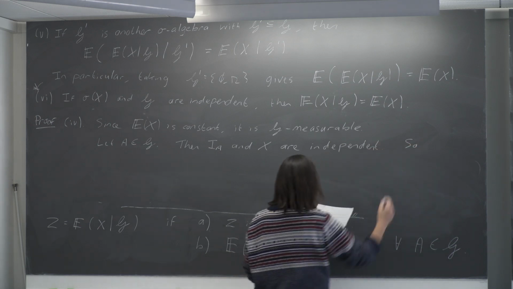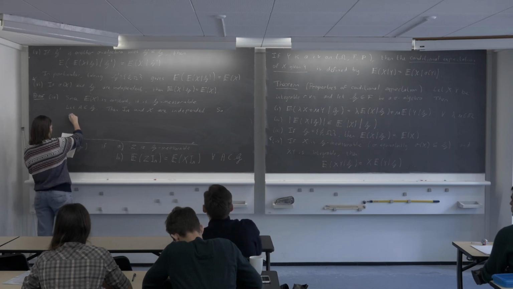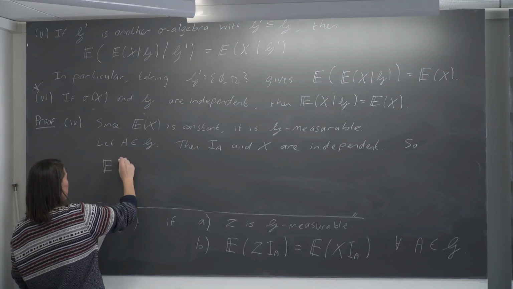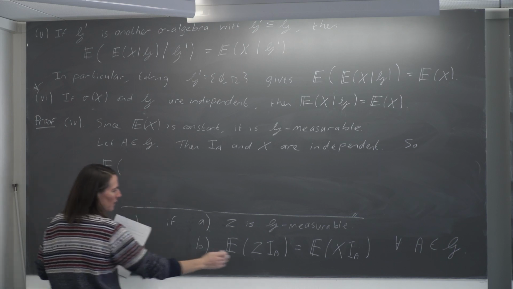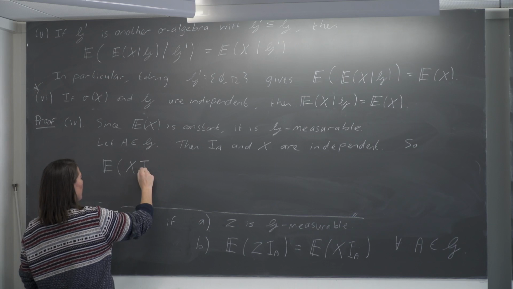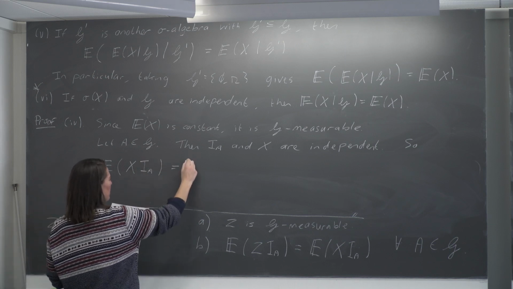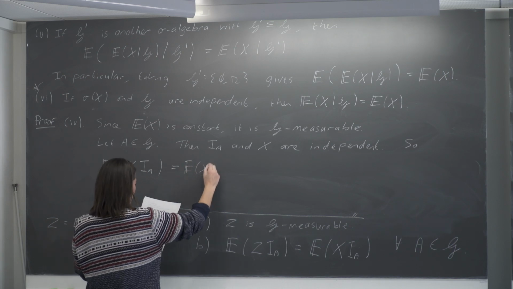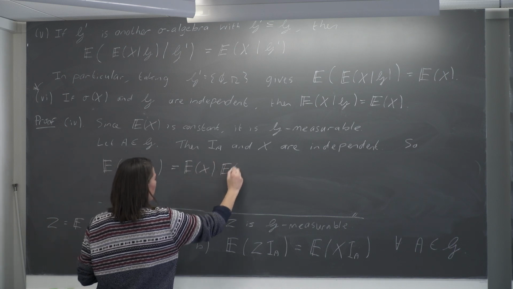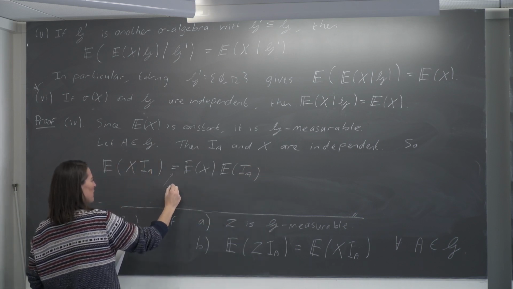So what does that mean? We need to compute. I'm going to start with the right-hand side, and I'll come back to the left-hand side. So let's look at the expected value of the indicator function of A. Well, because these are independent, this is just equal to the expected value of x times the expected value of the indicator function of A. So here I've used independence.